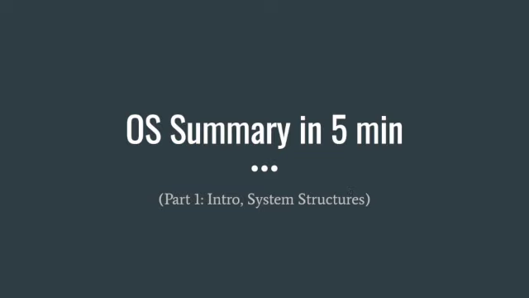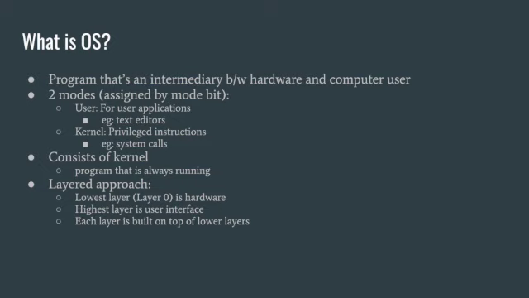In this video, we will cover part 1, which talks about the intro of OS as well as the system structures. So what is OS? OS is a program that's an intermediary between the hardware and the computer user. It consists of two modes, which are the user as well as the kernel mode. The user mode is for normal applications such as opening a text editor, while kernel mode is for privileged instructions such as executing system calls.